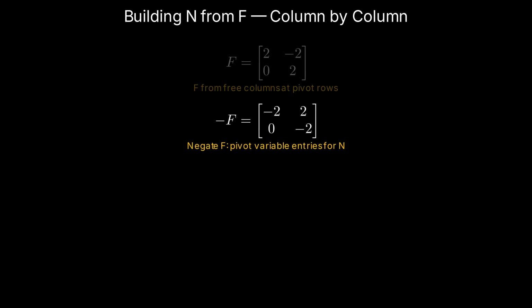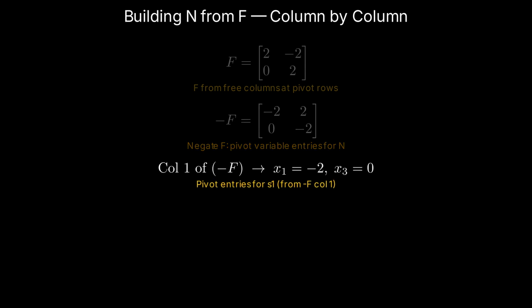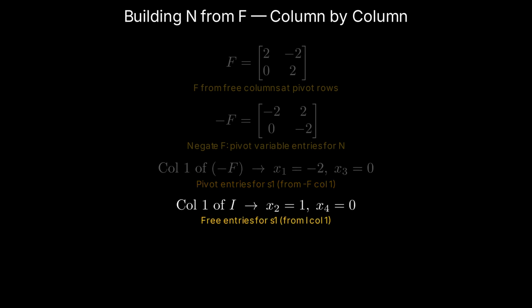Now we build the null space matrix N column by column, reordering the rows to match the natural variable order x1, x2, x3, x4. For the first special solution, we take the first column of negative F, which gives the pivot variable entries. x1 gets negative 2 and x3 gets 0. The first column of the identity gives the free variable entries. x2 gets 1 and x4 gets 0.